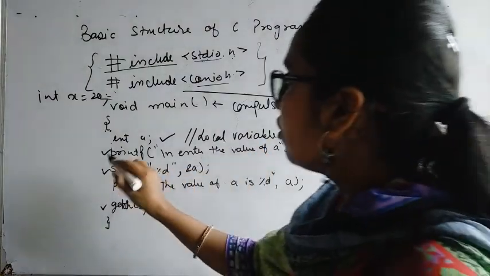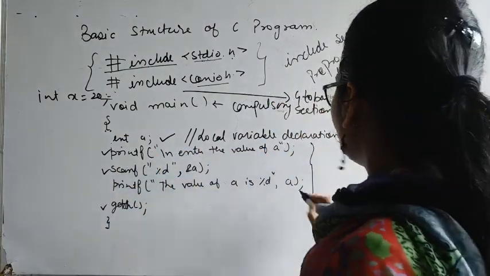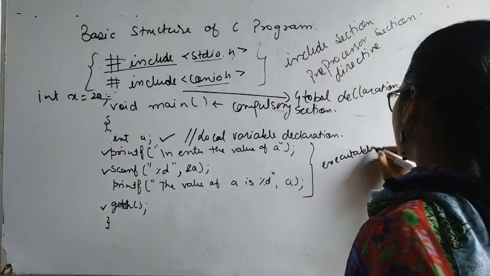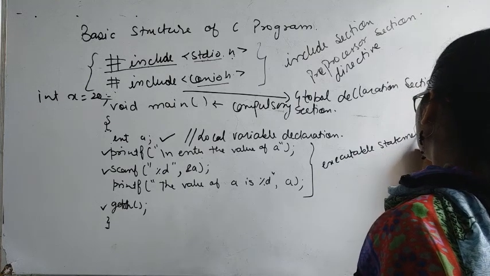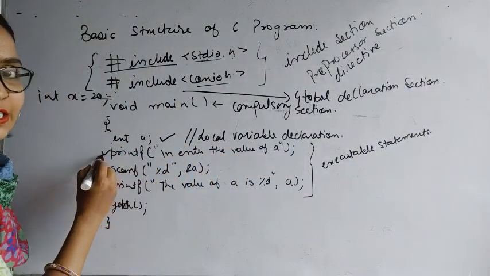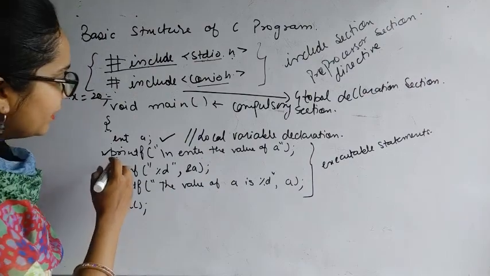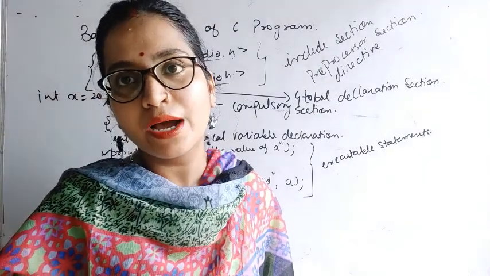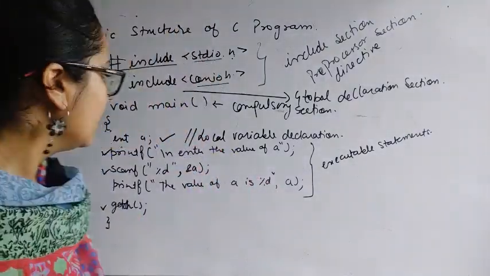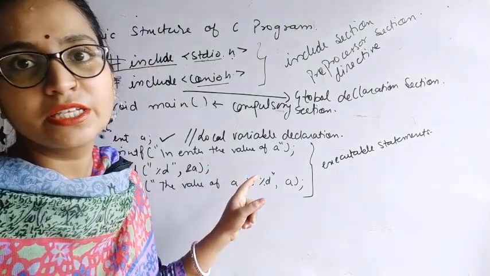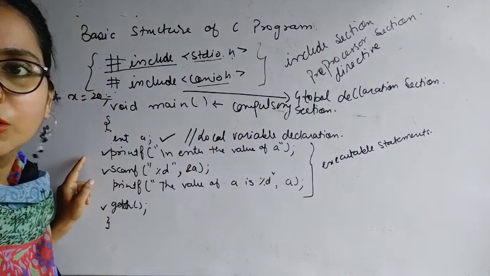So in this program, after the local variable declaration, there come the executable statements. Then "enter the value of a." This is a printf function. The printf function says that if you want to give some output from your program, you have to use a printf function. All the messages written within the printf will be printed on your screen, the console.